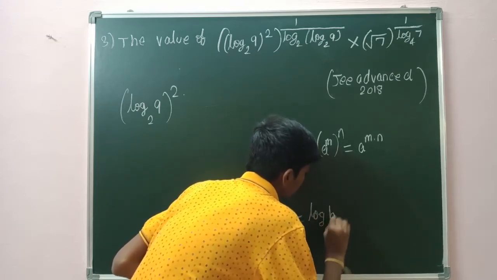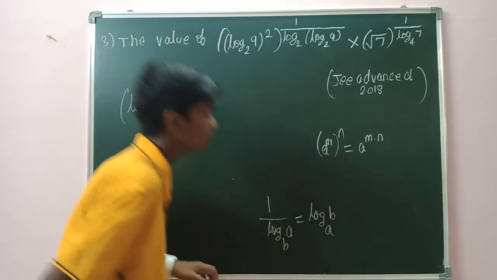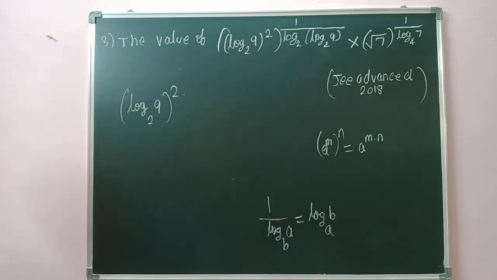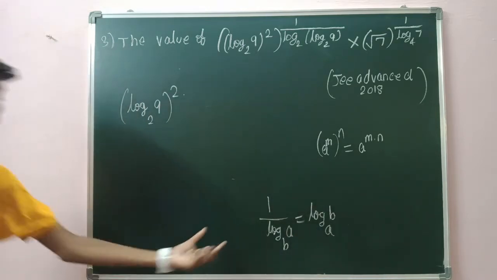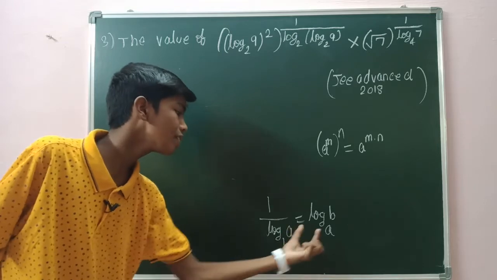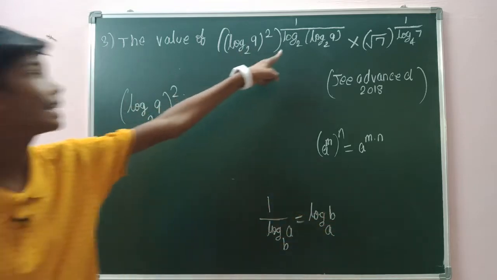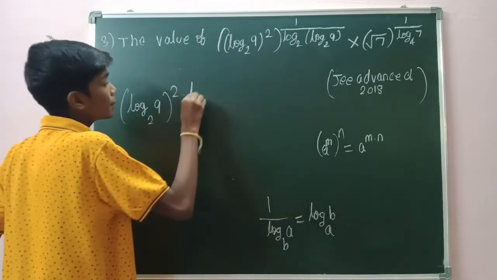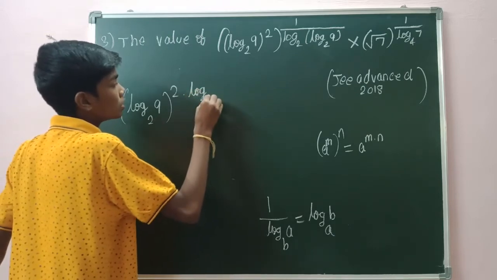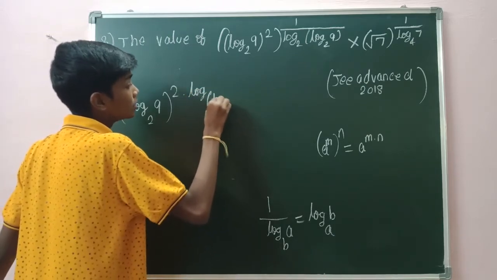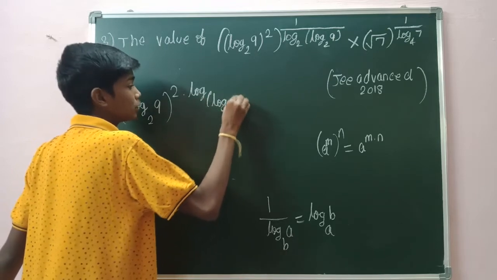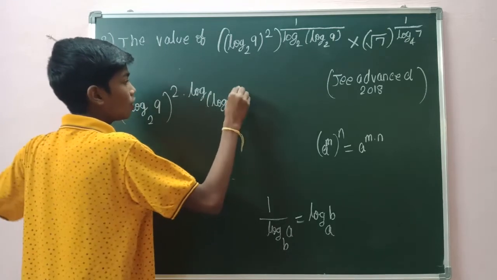Correct now? Your log, your base and your inside value just reverse. 1 by log to the base b of a is log to the base a of b. Hence I can write this as log to the base 2 of 9 of 2.